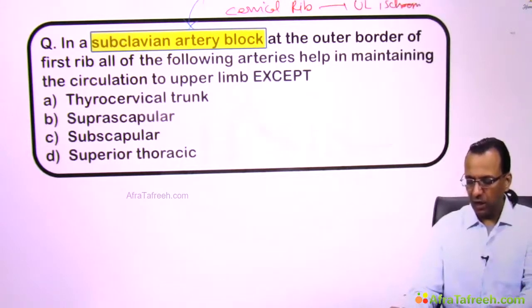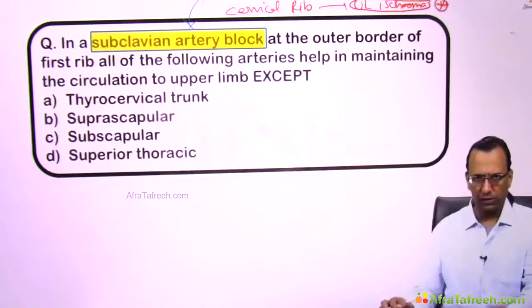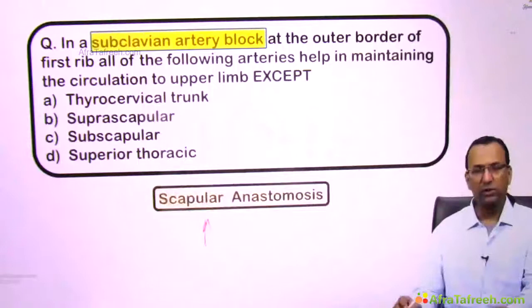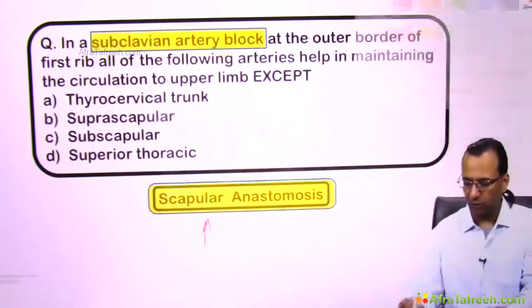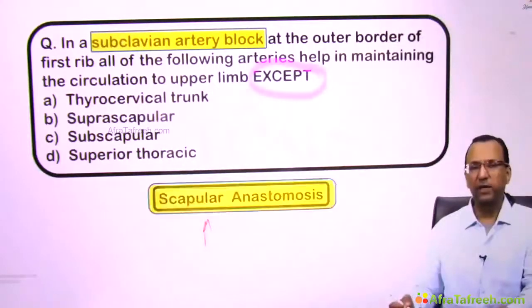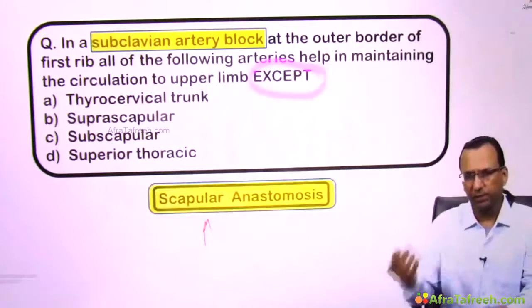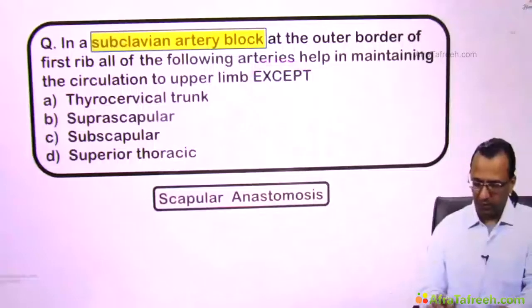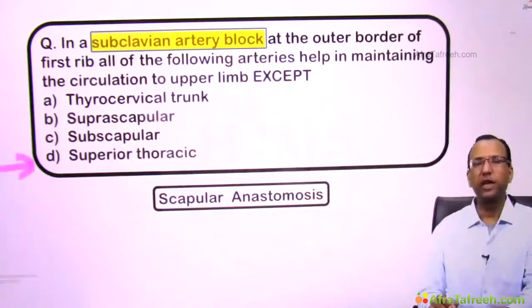Now tell me, how will I supply the ischemia zone? You have to use this anastomosis. Which one? Scapular anastomosis. So what is the question asking? It is asking who is not participating in scapular anastomosis. It is supposed to supply the upper limb now. And you already know the answer, because this is the first branch of the axillary artery supplying the mammary gland, but not the scapular anastomosis.